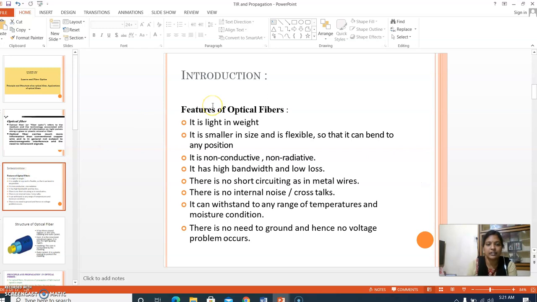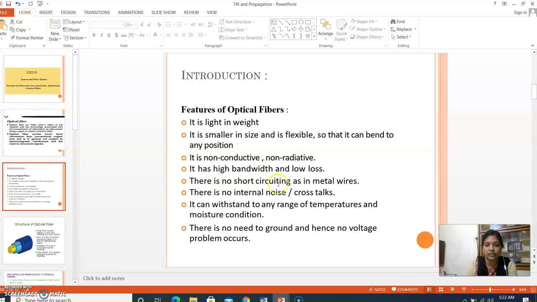So these are the general features of an optical fiber. It is light in weight, smaller in size and flexible because of the very small diameter of the structure. It is non-conductive and non-radiative, that is, it is a dielectric medium. It has high bandwidth and low loss, so high bandwidth means it can carry more information.